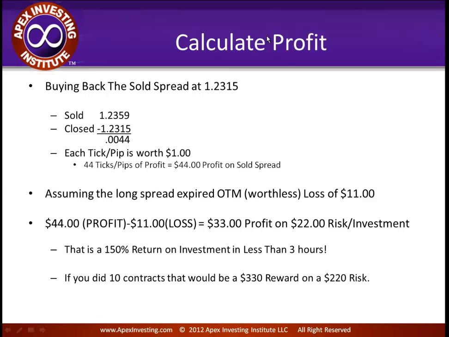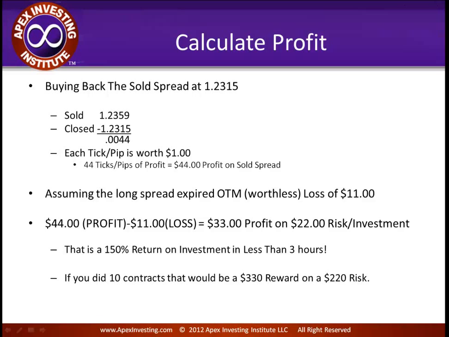Well, it did move more than 22 ticks because we sold the lower spread at 1.2359, and then we bought it back at 1.2315. So we actually made 44 ticks on that trade, on the sell spread itself. And remember, every tick is worth $1. So since we made 44 ticks, or you could call them pips, of profit, we made $44 of profit on the sold spread. Now again, we're assuming that the long spread expired out of the money, so we had a total loss on that of $11.